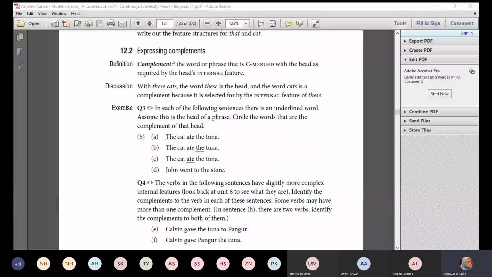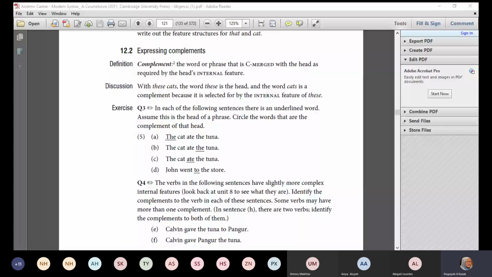Give the cat the tuna. Yeah. So give has two arguments, two complements. I can say argument, I can say complement. Although it's a different context, when I say give, it's a ditransitive verb because it has two arguments, the cat and the tuna. Give as the head requires two complements, which are the cat and the tuna. Any question about this?